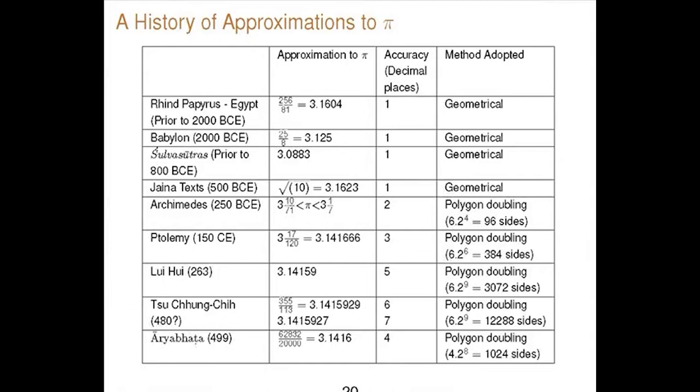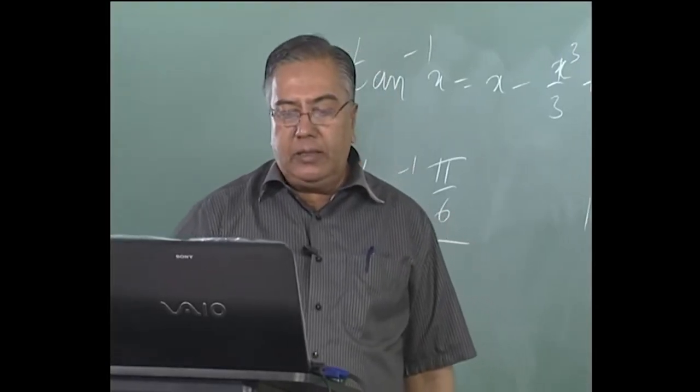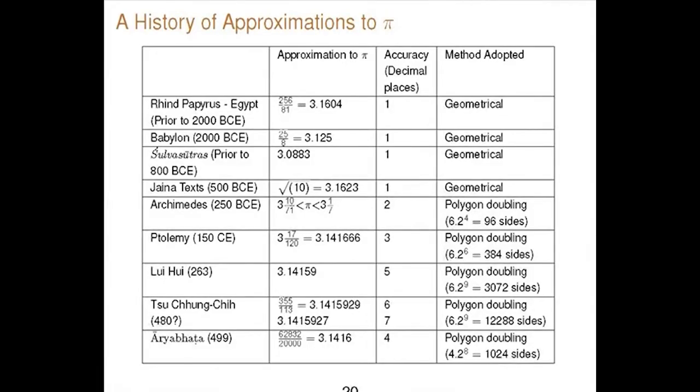There is a slightly better value in the Manava Shulba Sutra. Jaina texts adopted square root of 10. Archimedes gave this inequality. Ptolemy had this recurring decimal, 3.146666. He worked in the sexagesimal place value system. The Chinese are supposed to have discovered 355 by 113, the next sort of rational approximation after 22 by 7. This 355 by 113 is really very good, it is good to 6 decimal places.